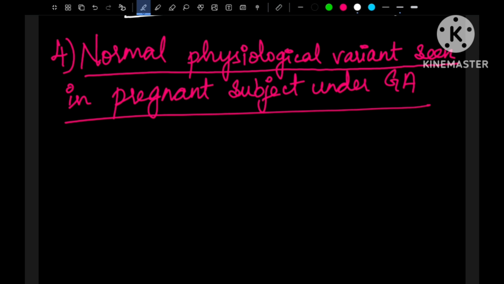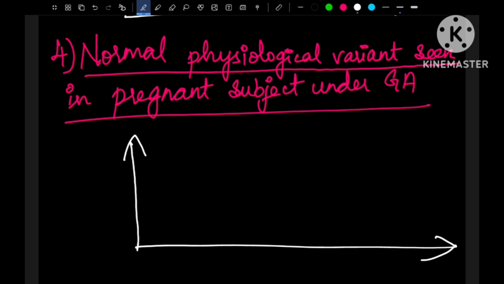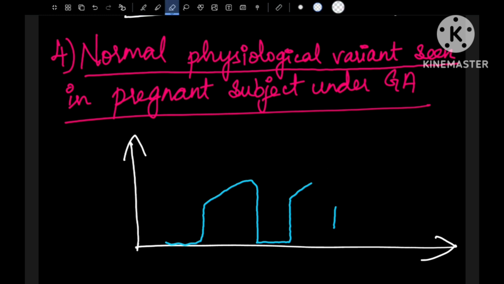That is the graph here. You can see that. See the normal physiological variant. Just the beta angle is a little bit narrow, right? It's around 90 degrees. It's a little shaky here. Is that okay? So normal physiological variant seen in a pregnant subject.